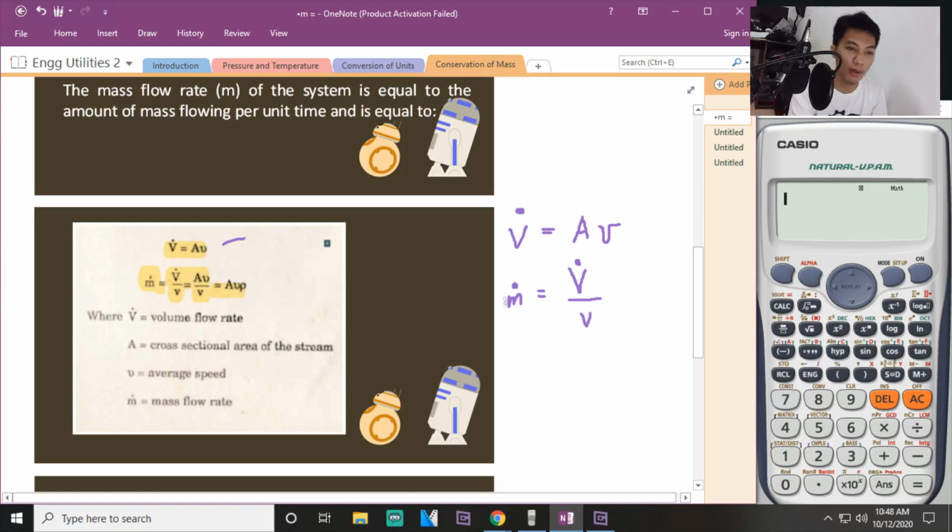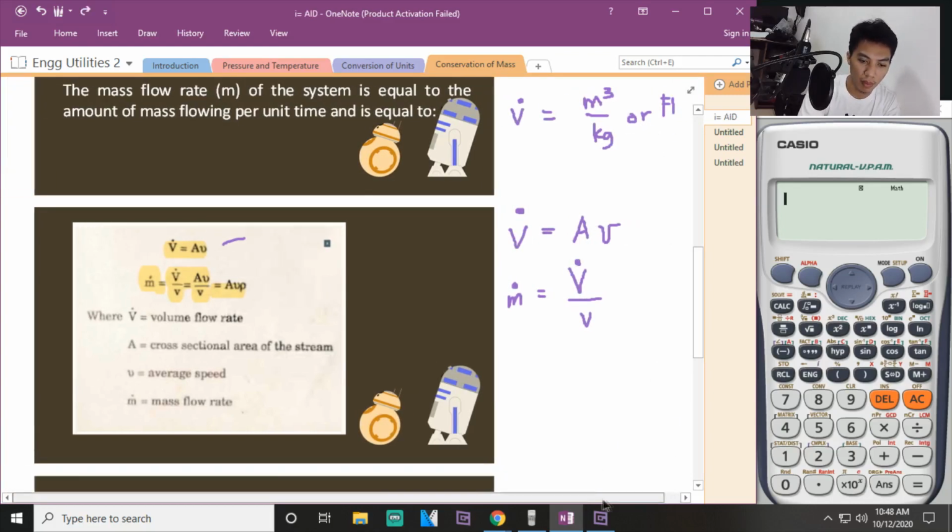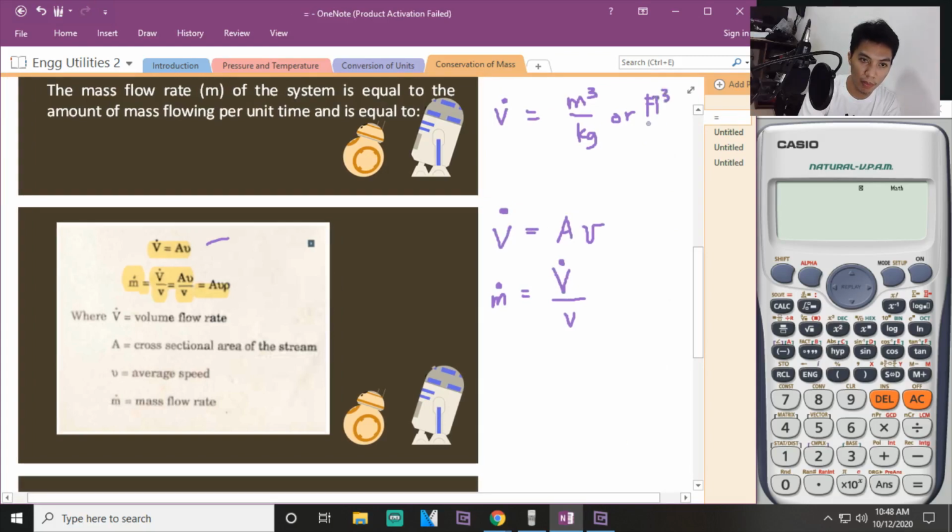Ano bang unit ng iyong volume flow rate? Sir, ang volume flow rate po as a unit of, okay, so ano bang unit niyan? Cubic meter per kilogram or, ano yan, sir? Cubic feet per pound ang volume flow rate mo. Or that is in gallons, pwede itong in gallon per minute or GPM or liters per minute. Ang volume flow rate. Eh, mass flow rate mo, sir. Paano masolve ang mass flow rate? The mass flow rate is volume flow rate divided by, anong unit nito?